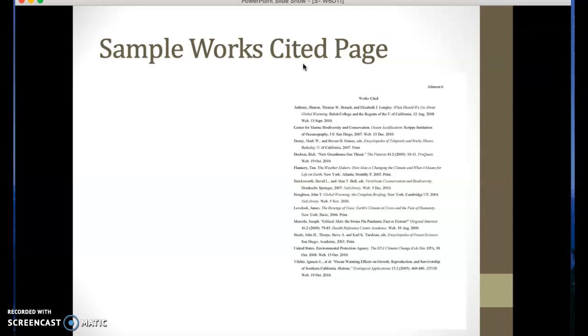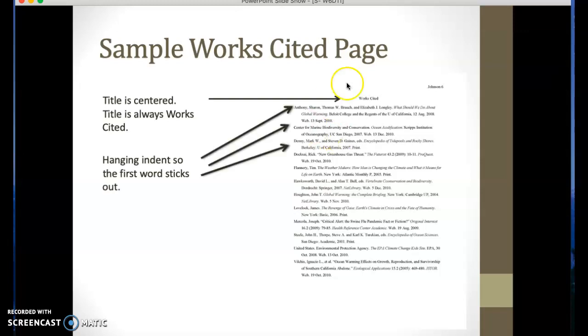But let's take a look at a sample Works Cited page. So we notice that the title is centered and it's always called Works Cited. Some other areas use references or sources. Here in composition, we call it Works Cited. We also use a hanging indent to indicate when we're using a new source. So this is how we separate our sources. We don't number them, we don't use bullet points, we just use this hanging indent.